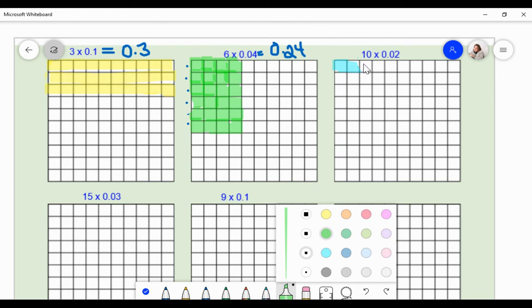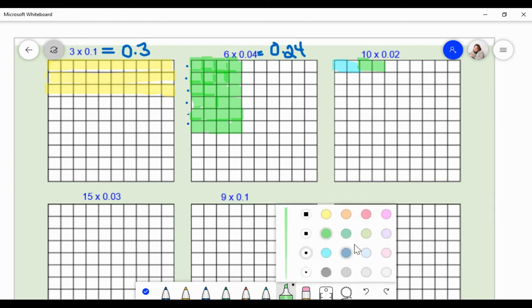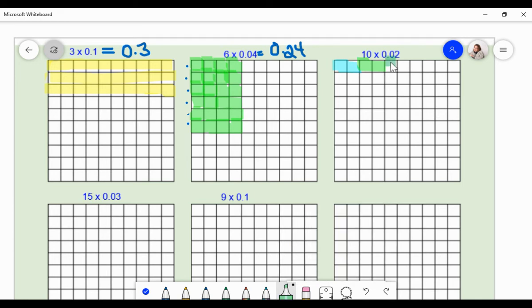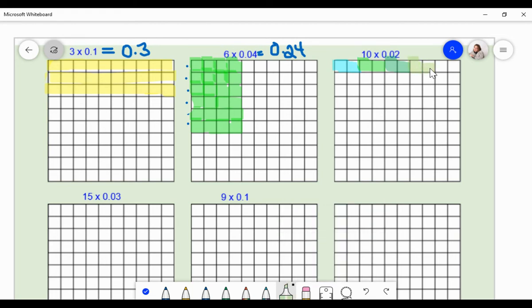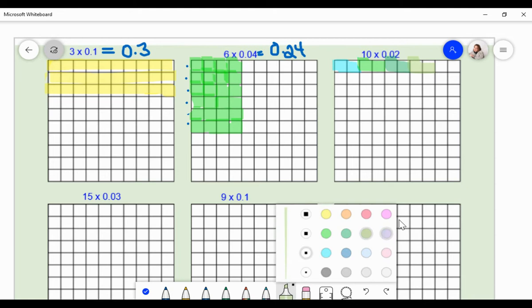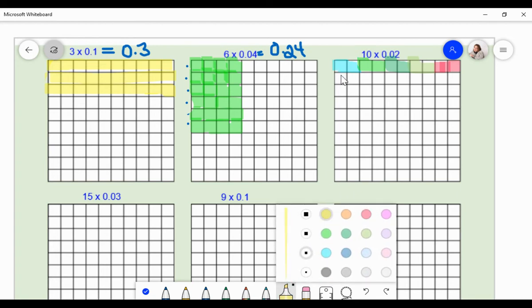So that's one group of the 200s, two groups of the 200s, three groups of the 200s, four groups of the 200s. I didn't realize I had all different variations of green there. And that's five groups of 200s. Okay, I still need to keep going.